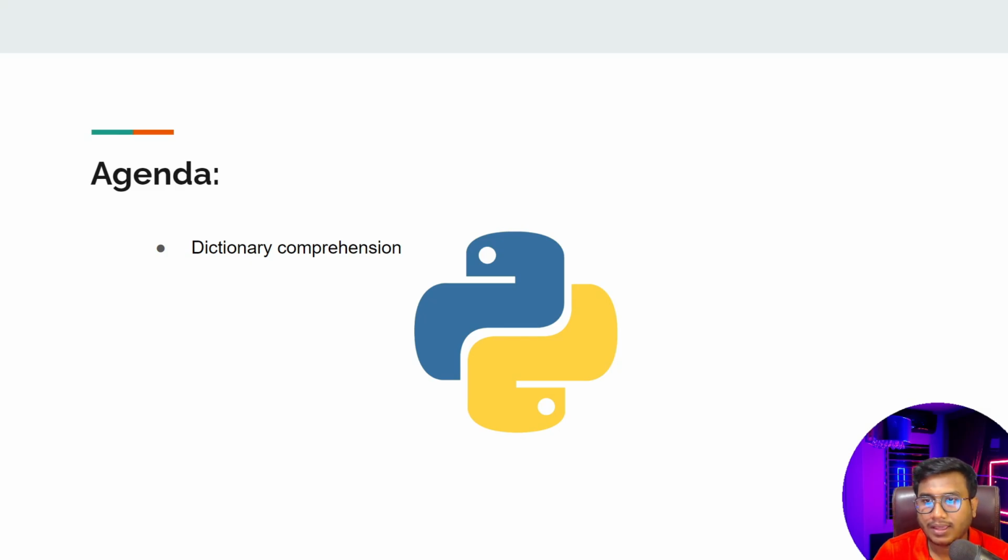Hello everyone. In this video, we'll be learning about dictionary comprehension. As of now, we have seen list comprehension, tuple comprehension, and set comprehension. In a dictionary also, we can perform dictionary comprehension. So let's go to our code editor and try to understand this dictionary comprehension.